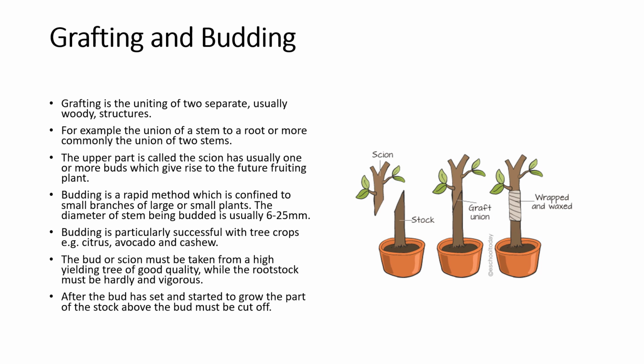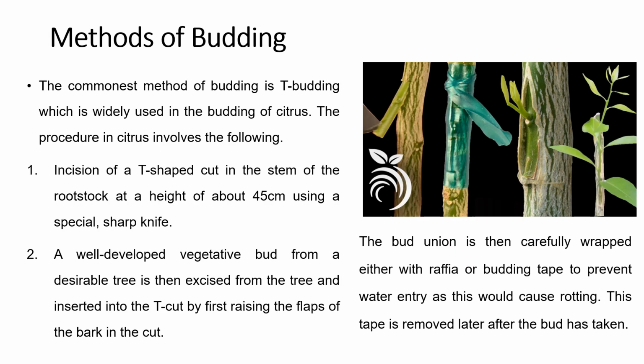The diameter of the stem being budded is usually 6-25 mm. Budding is particularly successful with tree crops, for example citrus, avocado and cashew. The bud or scion must be taken from a high-yielding tree of good quality, while the rootstock must be hardy and vigorous. After the bud has set and started to grow, the part of the stalk above the bud must be cut off. Methods of budding.